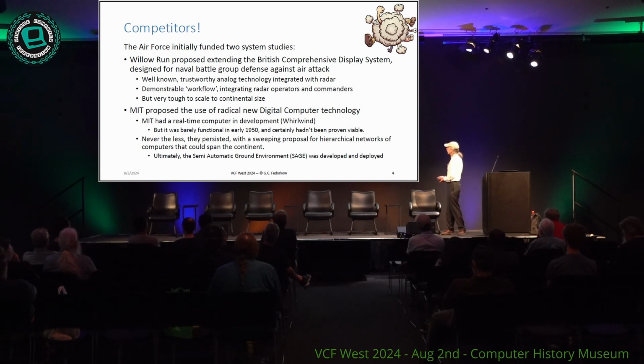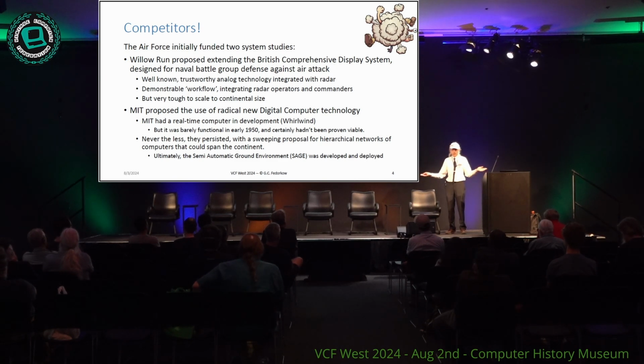The Willow Run proposal started with a British system called the Comprehensive Display System, CDS, which was designed to coordinate defense of a naval battle group, right? So a more or less point, small area, to be able to watch everything coming at it and coordinate among the various attackers, assign interceptors to attackers and keep track of them. Willow Run decided to start with that and extend it.